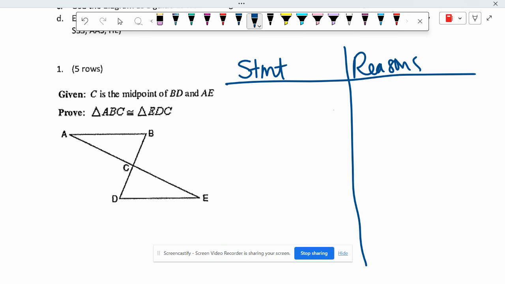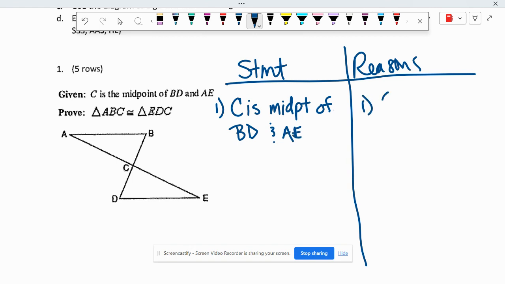Okay. So number 1, Jacob, pay attention to what we're doing. Number 1, we always start with one of our given statements, and we only have one given statement. The given statement says that C is the midpoint, and I abbreviate as much as possible, of BD and AE. I'm going to say that because it is given.